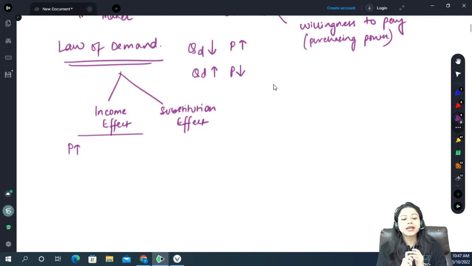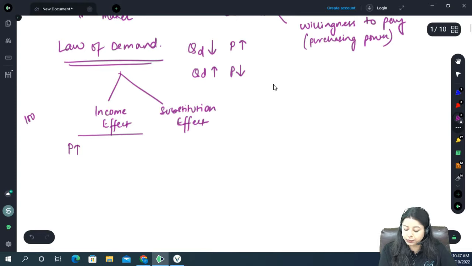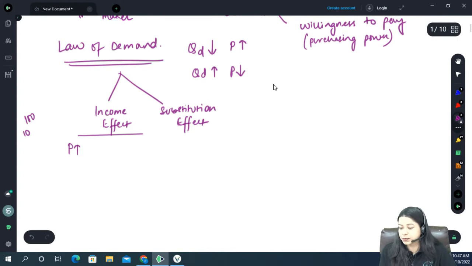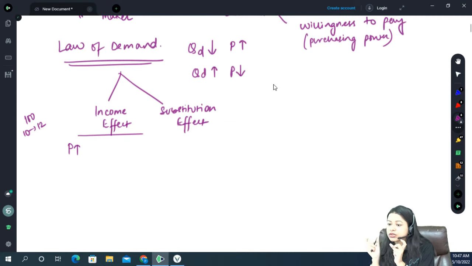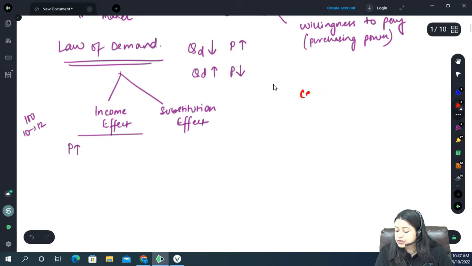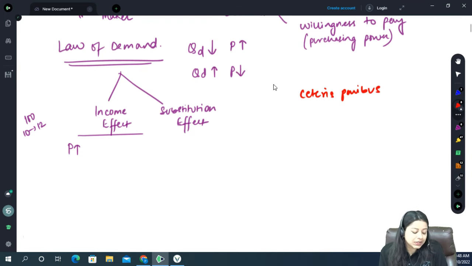How? For example, if your income is 100 rupees, and a particular good is priced at 10 rupees. If this price now increases to 12, you will now feel poorer with respect to the increased price if my income remains same, right? And there is a word which we generally use, Ceteris Paribus. Ceteris Paribus basically means that everything remains constant.